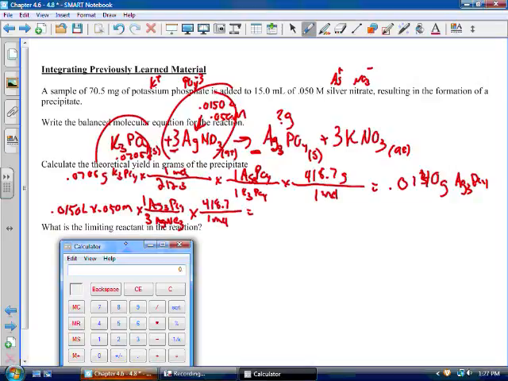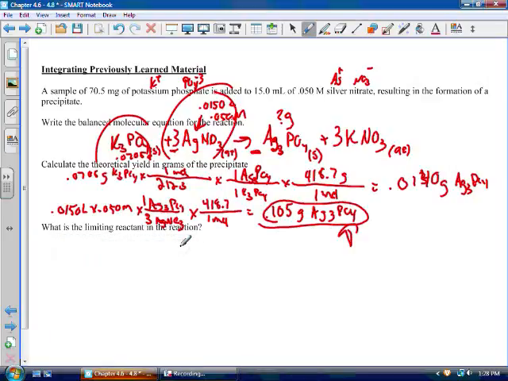Okay, so mathematically again, we take 0.015 times 0.05. That equals 0.00075. I divide that by 3, and I multiply by 418.7, and I get 0.105 grams of Ag3PO4. All right, so since the other is the lower number, that is the theoretical yield of silver phosphate that's going to form. That's how much is going to be there.